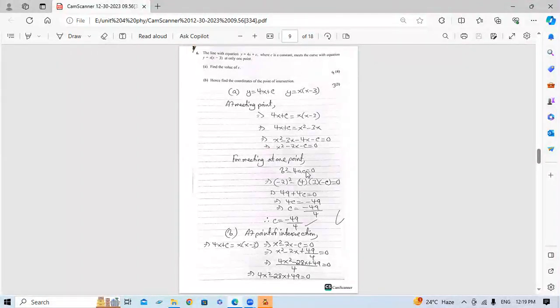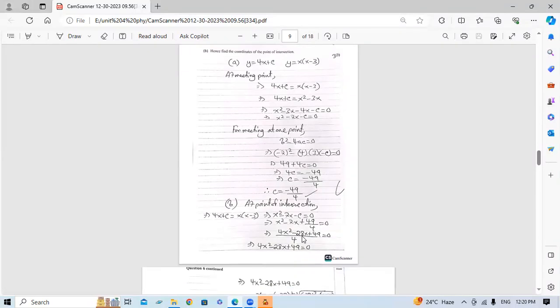For meeting at one point, we can use b square minus 4ac equals 0. Minus 7 square minus 4 into 1 into minus c equals 0. 49 plus 4c equals 0, so 4c equals minus 49. So c equals minus 49 by 4.